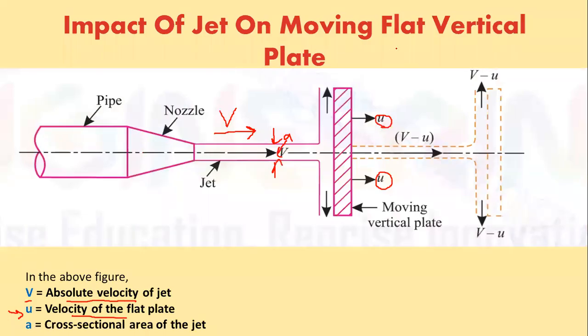This is the impact of jet on a moving flat vertical plate. This is the pipe nozzle. Water is falling out of the nozzle in the form of a water jet. Small a is the area of this jet. V is the velocity of this jet. And as the plate is moving already, it is moving with a velocity u.